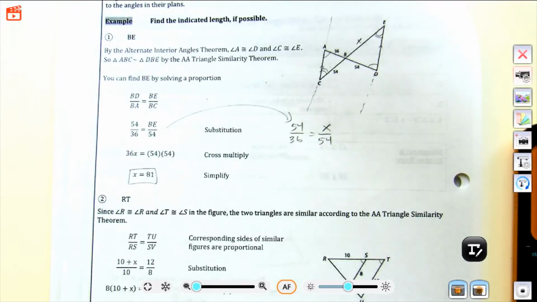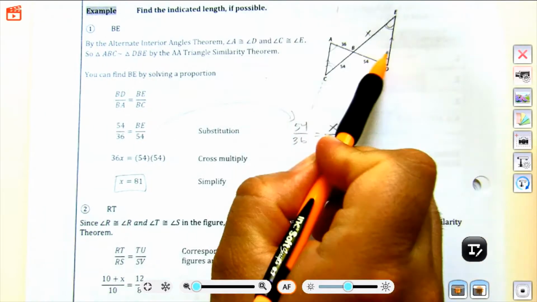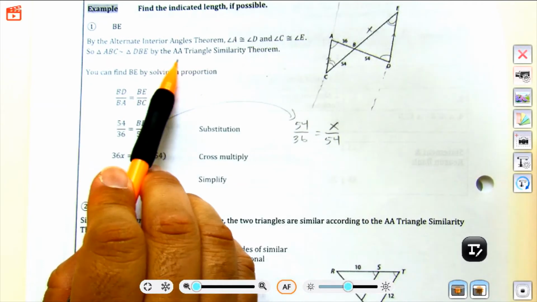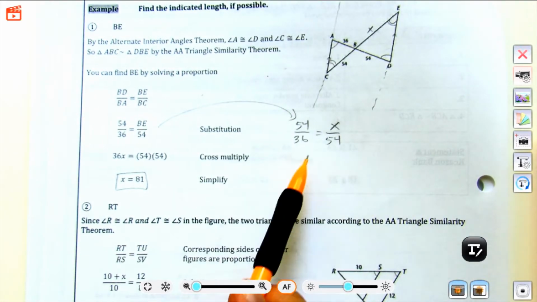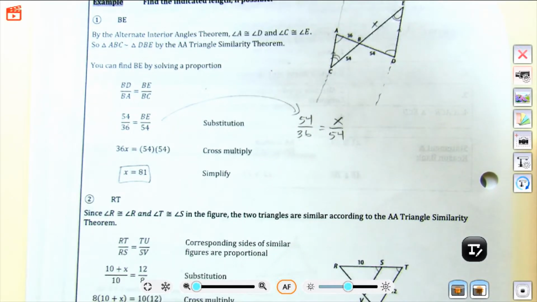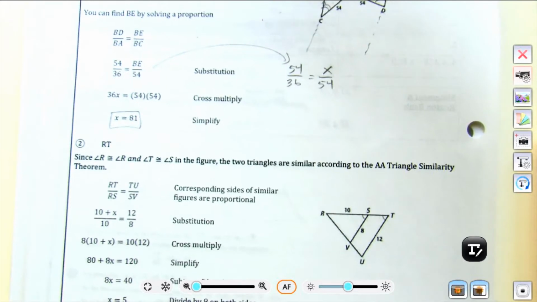So what we did was we first stated that these two triangles were similar by using the angle-angle triangle similarity theorem. Then we were able to use the properties of similar figures to solve for x. And we're going to be doing the same thing for the next problem. So let's look at this next problem here.